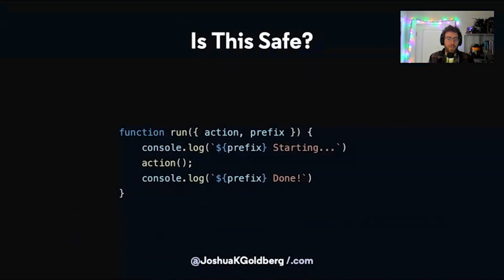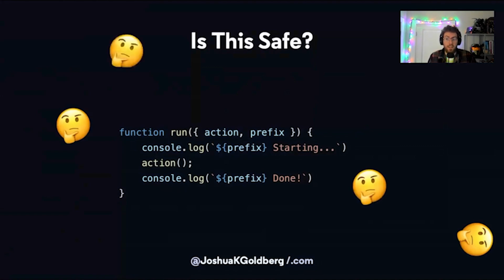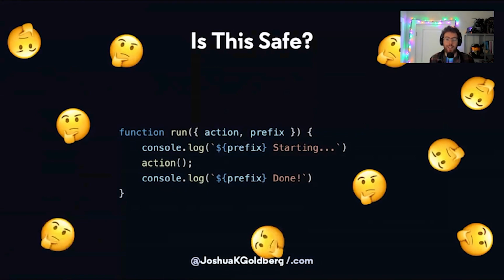Is this safe? One of my favorite JS games. Is this run function safe? In pure JavaScript land, we have no way of knowing whether this function is set up correctly based on however we may or may not be calling it in the surrounding code base. It looks safe. It's a function that takes in a property object. It's got action and prefix. We call action. Prefix is probably like a string. But we don't know. Maybe action isn't always provided or prefix isn't. Maybe the action is asynchronous or the prefix is a function to be called to get the string. There are all these different things that we don't know just looking at the code.